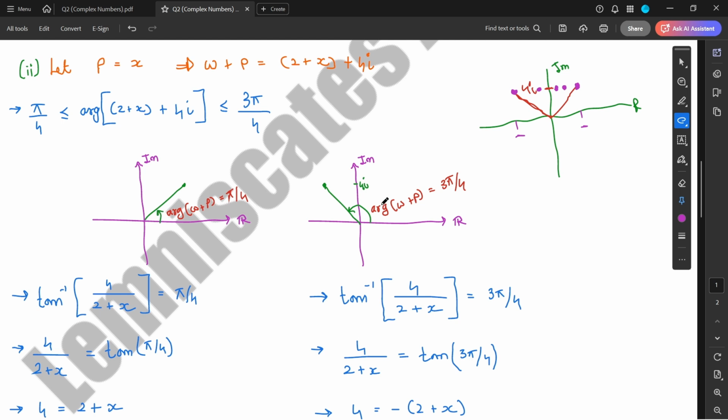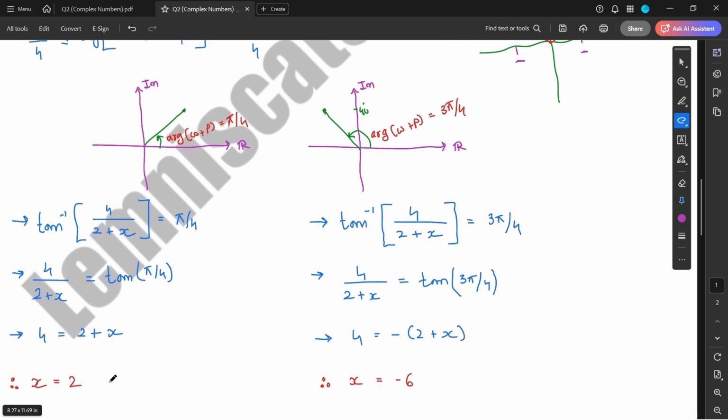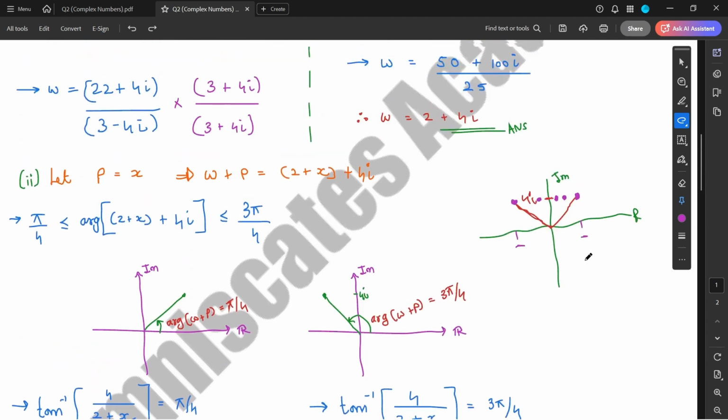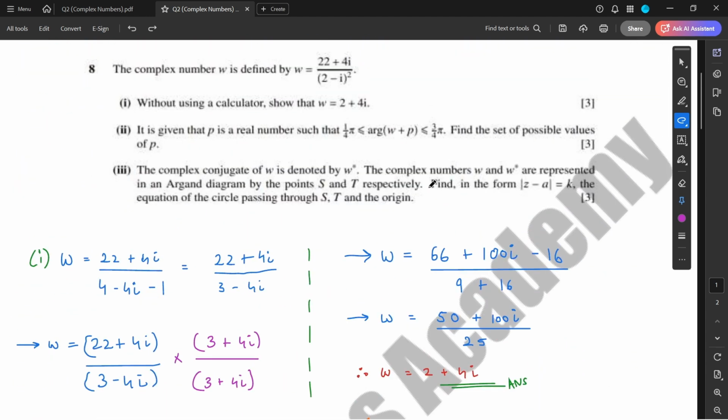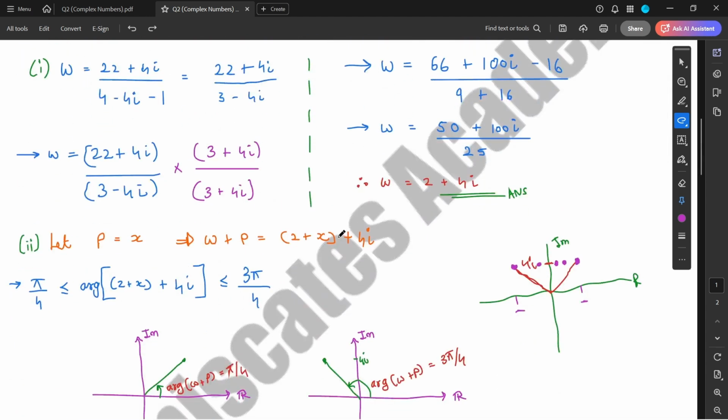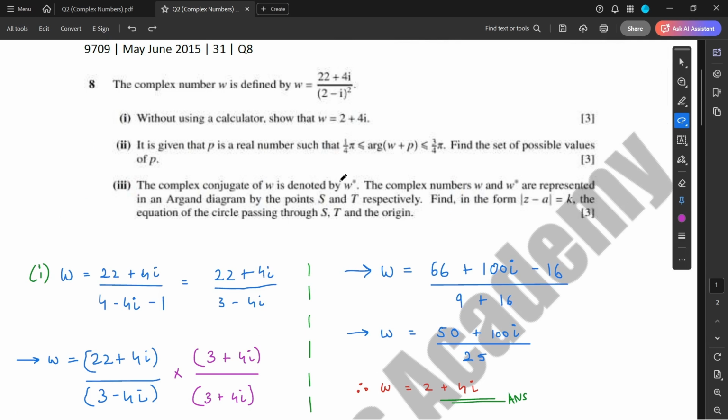And that's this angle that we find over here from the positive real axis. So for the first scenario, I am able to see that the value of x that I am achieving is 2. And on the right hand side in the second scenario, the value of x that I am achieving is minus 6. So this simply indicates that whenever the value of p will lie in between minus 6 and 2, I will be able to get a complex number whose minimum argument will be pi by 4 and the maximum value is 3 pi by 4.